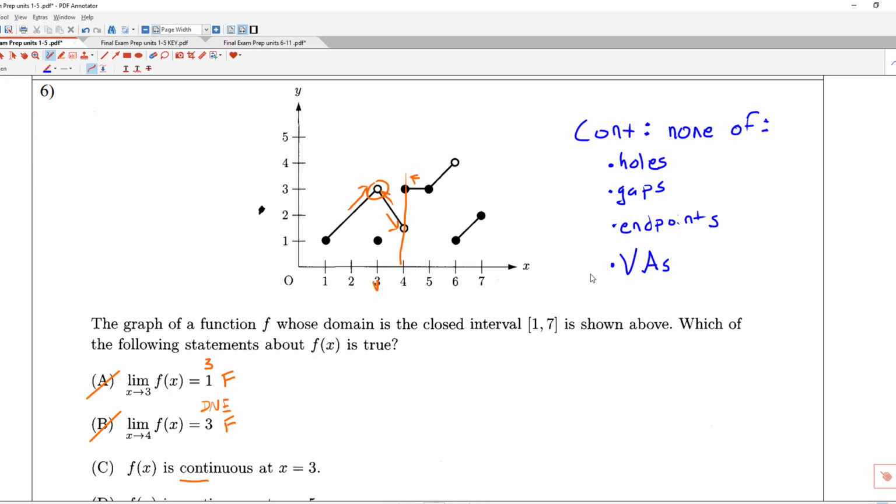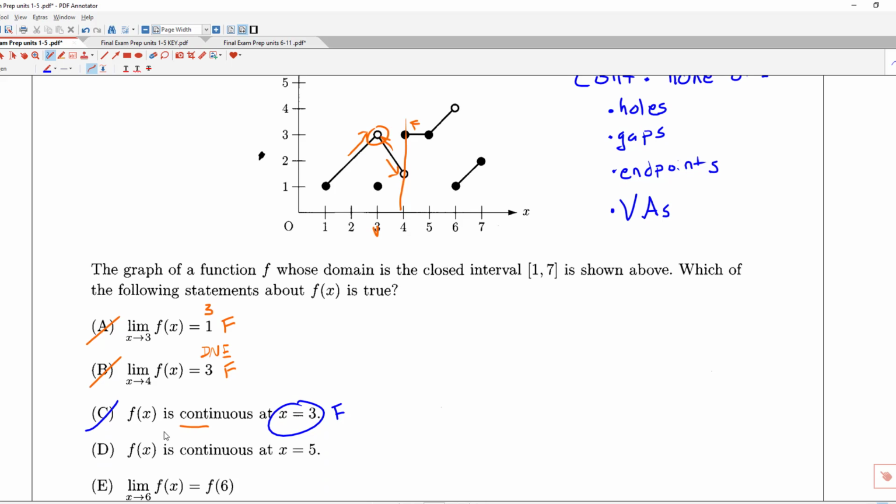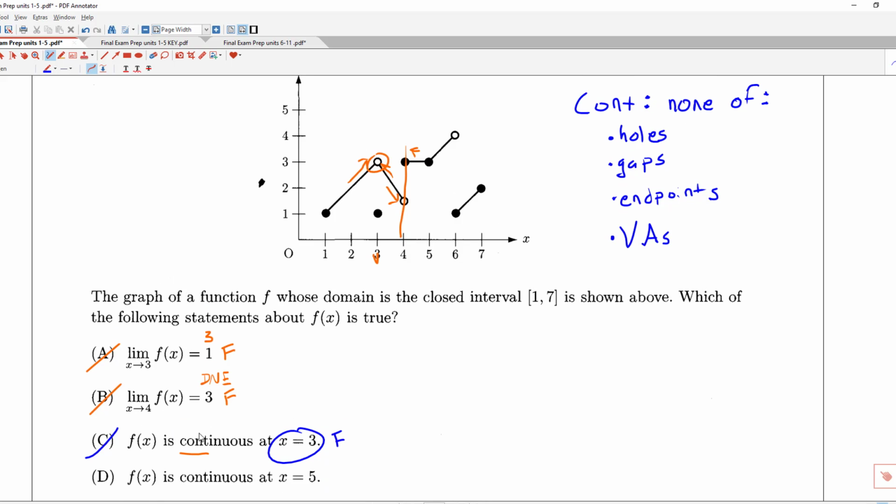And so let's go ahead and look at x is equal to 3 now. So at x is equal to 3, that is, I guess you can call it a hole or a gap, whatever you want to call it. But it's definitely not continuous at 3. So this is saying it is continuous, and that's not true. That's false. So that's not the right answer. Okay, what about D? It's continuous at 5. So look at 5. At this point exactly, are there any of these four things? No. So that is actually a true statement. It is continuous at 5, and D is the correct answer.